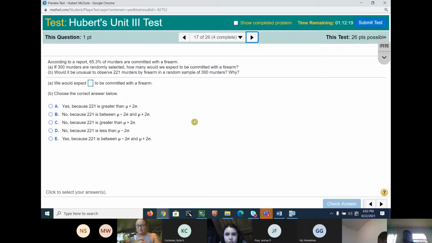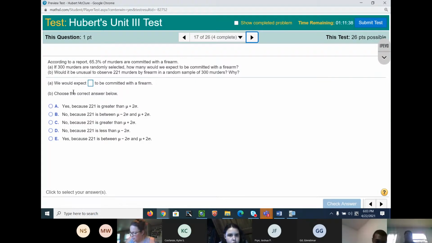So here's what it says. A, if 300 murders are committed, how many are committed by people using firearms? And the second one says, would it be unusual to observe 222 murders by people with a firearm in a random sample of 300 murders? Would it be unusual? So I'm just going to put B, is 221 unusual, so I can put this over on the whiteboard.